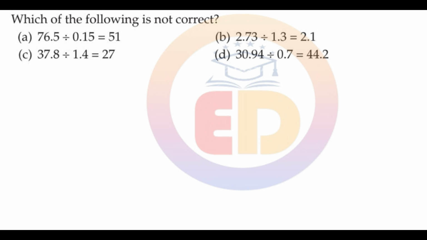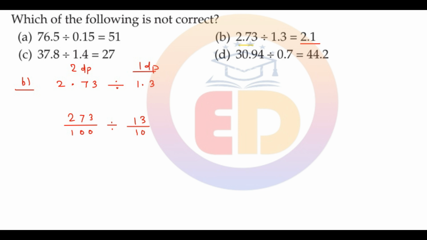Let's go to the second example. Second option, B, says 2.73 divided by 1.3. According to the option statement, it should give us 2.1. Let us find out. 2.73 has two decimal places. It will become 273 upon 100. 1.3 has one decimal place. It will become 13 upon 10. 273 upon 100. Convert the division sign to multiplication, and the fraction 13 by 10 will become reciprocal, 10 upon 13.